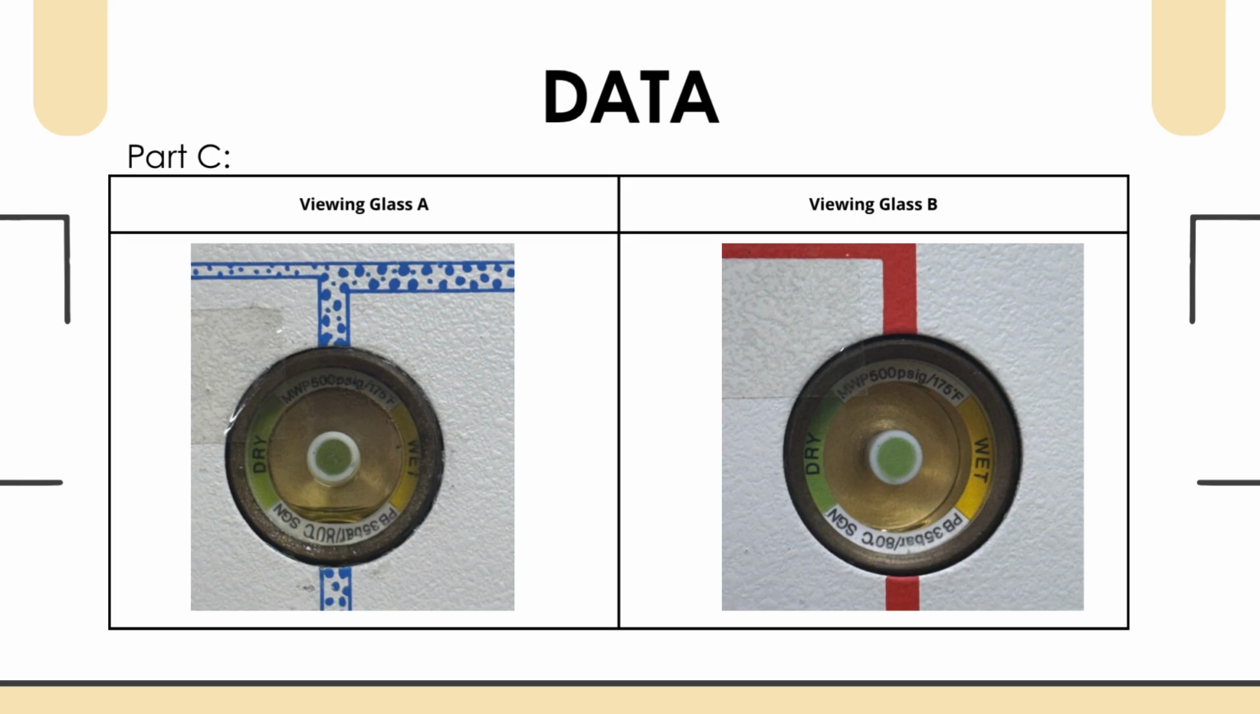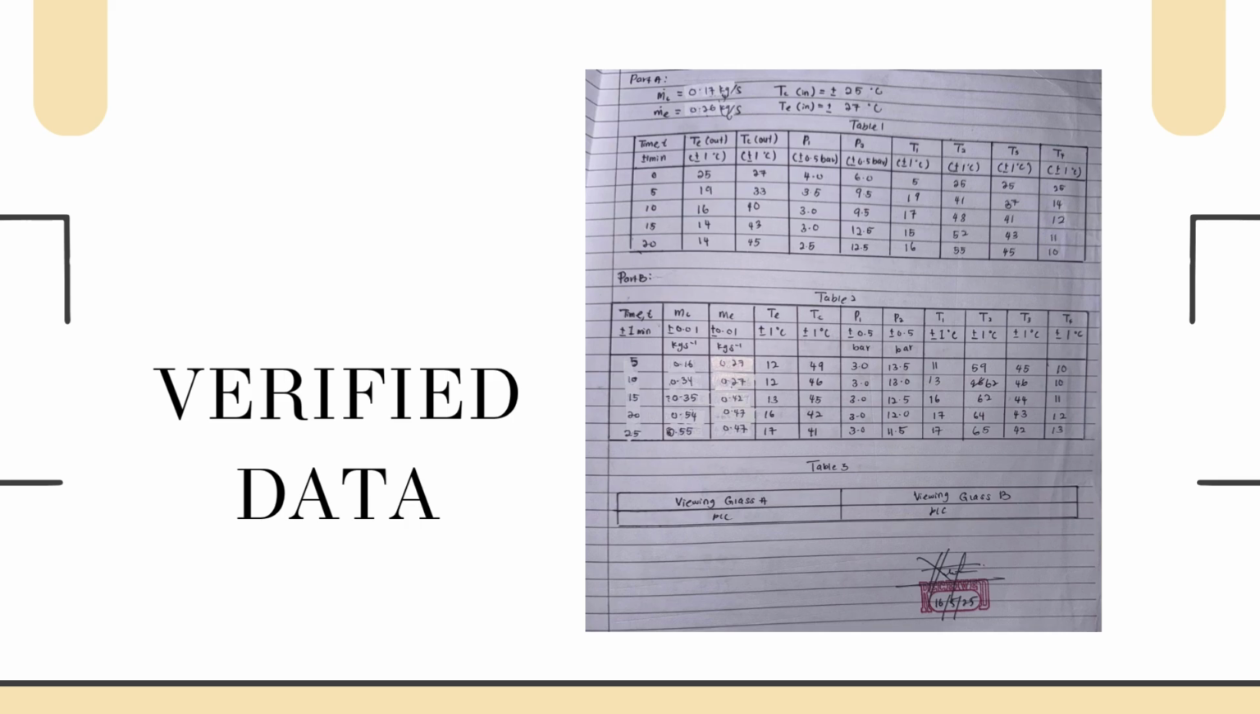So here are the images that we managed to capture during the experiment, which are viewing glass A and viewing glass B. It is worth noting that in viewing glass B, the air bubbles are actually more visible than in viewing glass A. So here is our verified data from our lecturer. Everything has been explained from the previous slides.